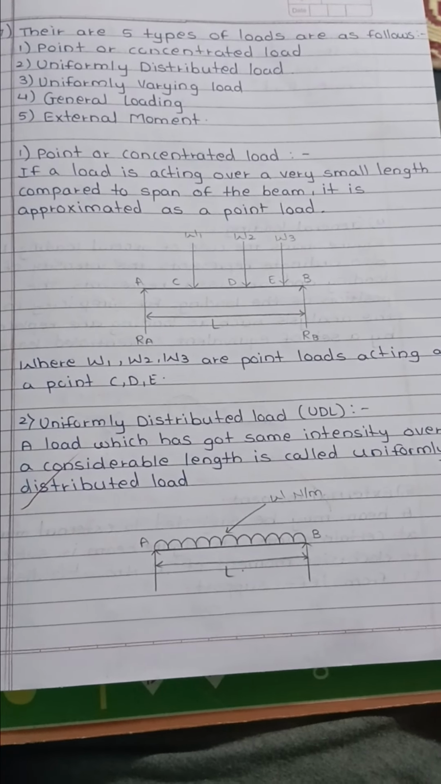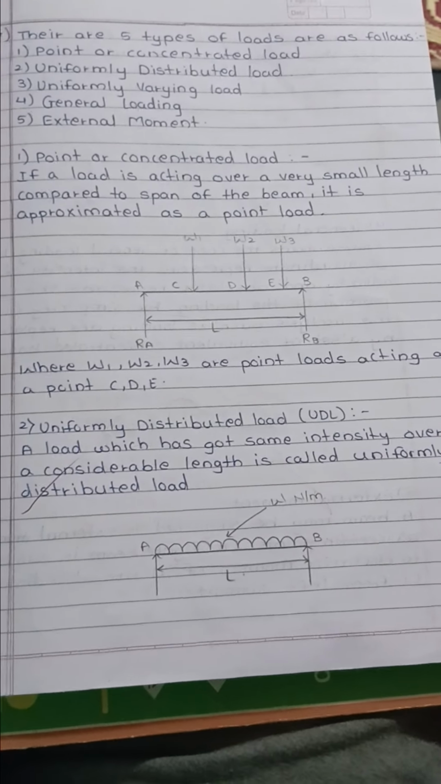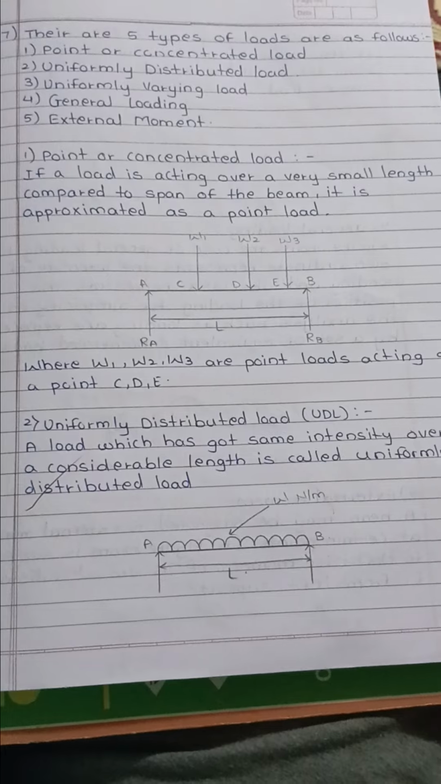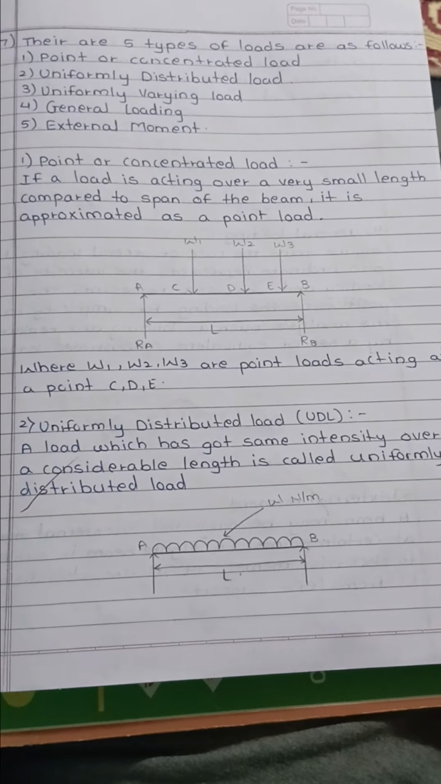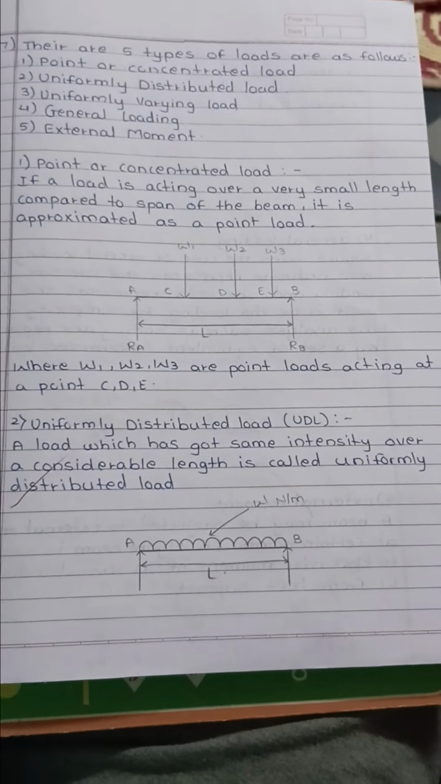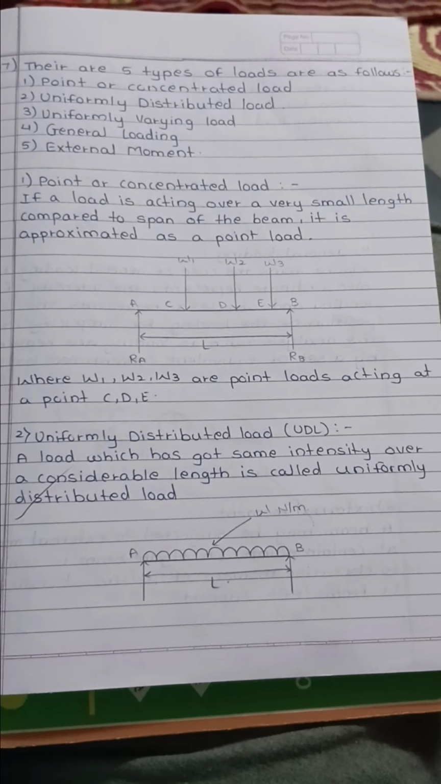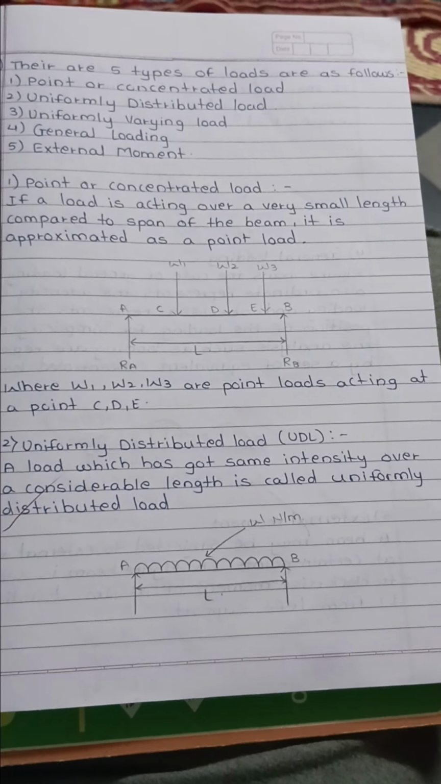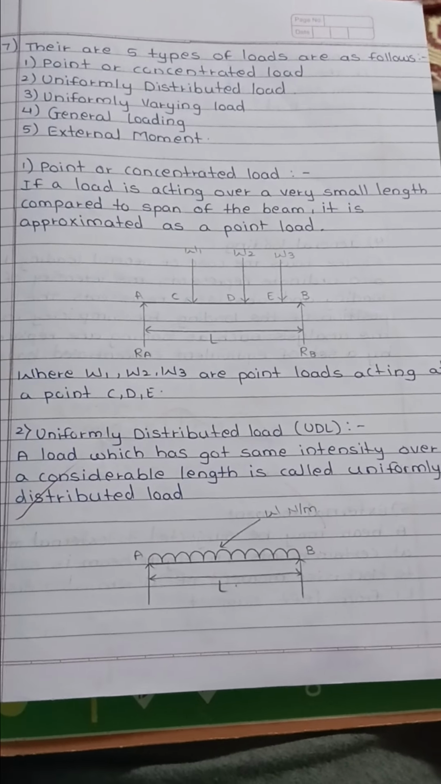The definition of a point or concentrated load is: if a load is acting over a very small length compared to the span of the beam, it is approximated as a point load. The diagram of a point load or a concentrated load is as given. A point load means one particular load or object acting at a particular point. For example, in the diagram, W1, W2, W3 are point loads acting at particular points C, D and E.